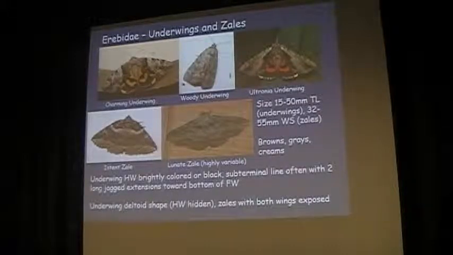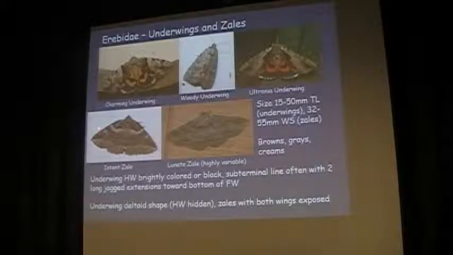So looking at these, the hind wing is often brightly colored, or it can be just black, but has a bright white margin to it sometimes. And something called a subterminal line, often with two long jagged extensions. And that's this thing. See, this thing comes down, and then these two jagged teeth right there, and right there. So the underwings often have that. So sometimes it's easy to identify that genus just based on that and sort of the shape.